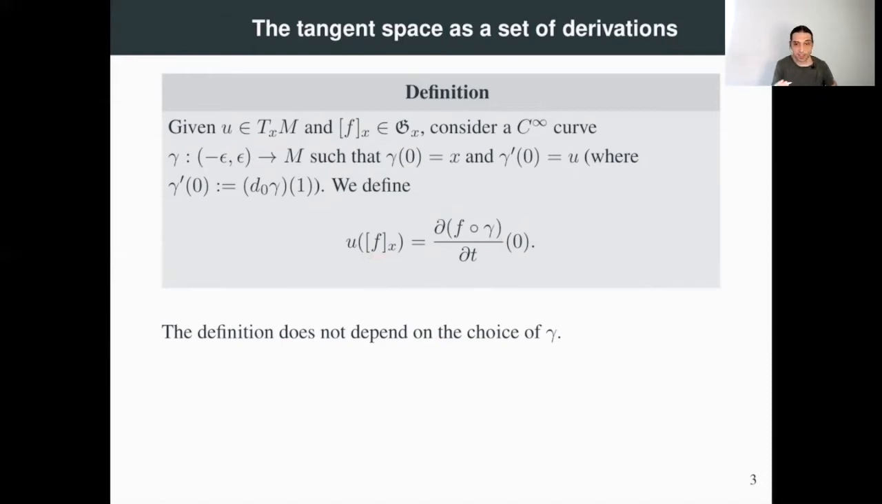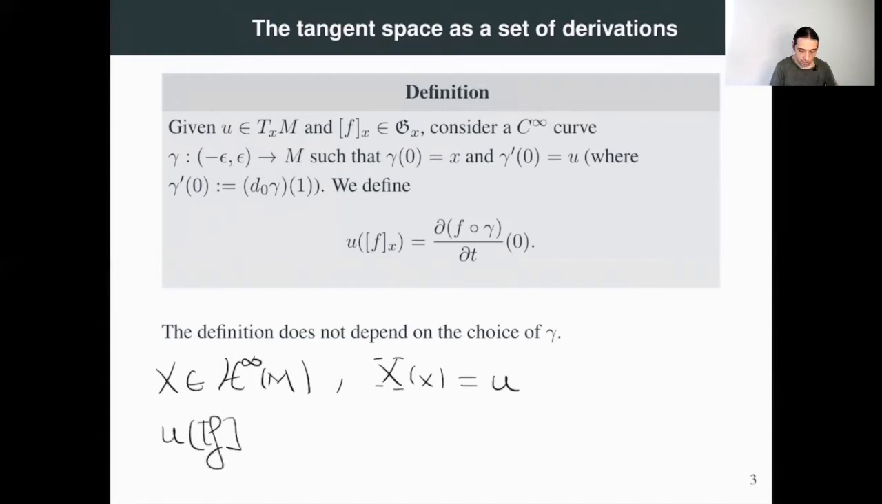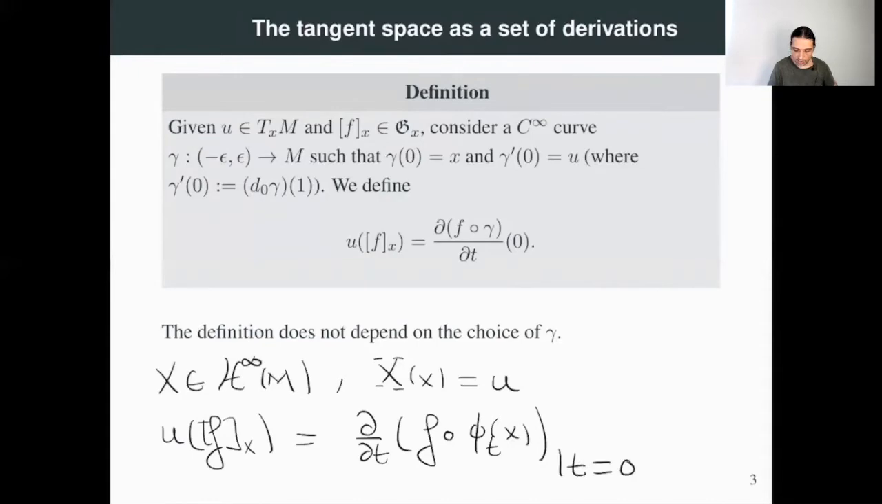Something interesting is that if we consider a C-infinity vector field whose value at the point x is equal to u, then the result of applying u to the germ of f at the point x is equal to the derivative of the composition of f and phi t of x at the point t equals 0, where phi t is just the t-time flow of the vector field.